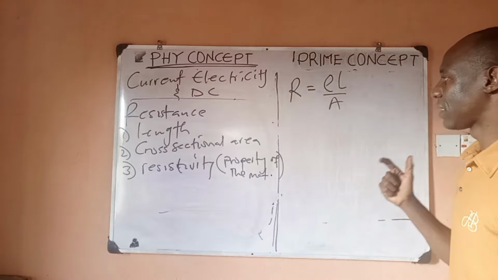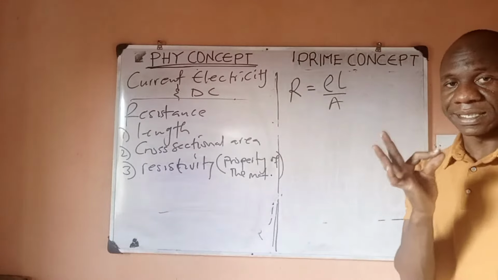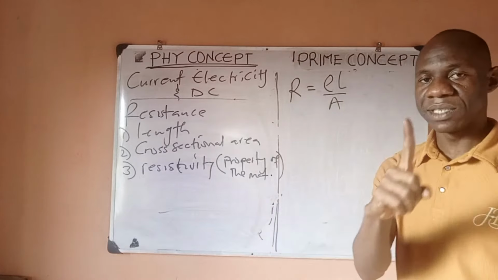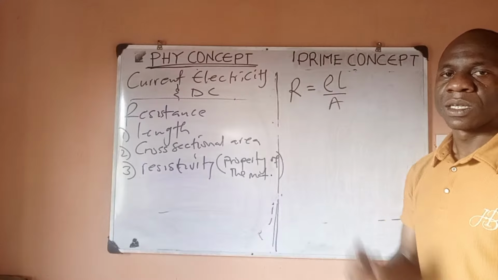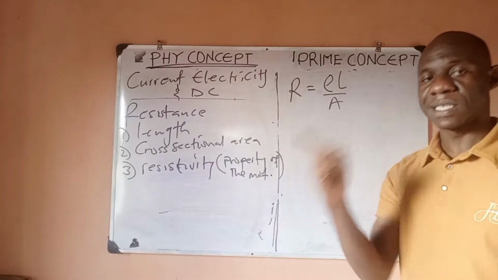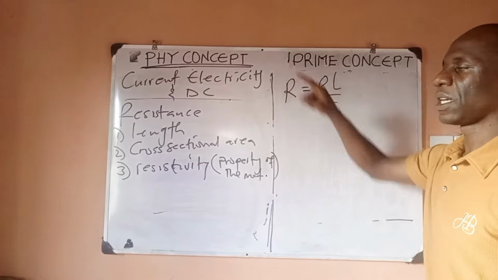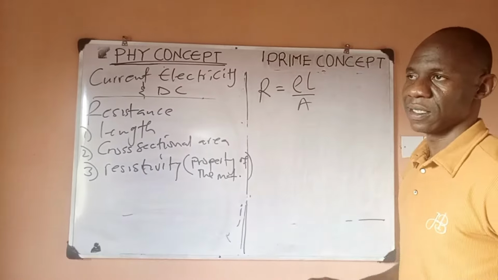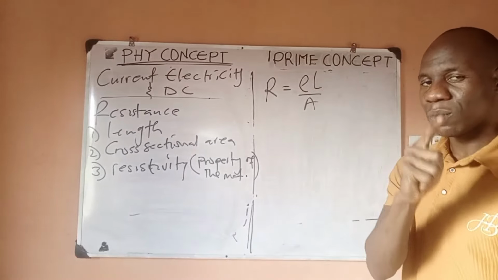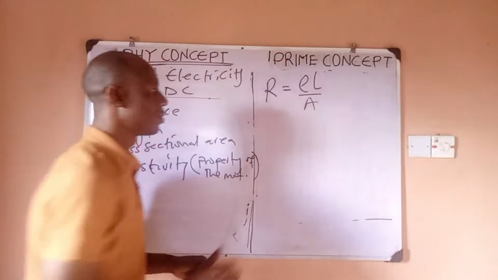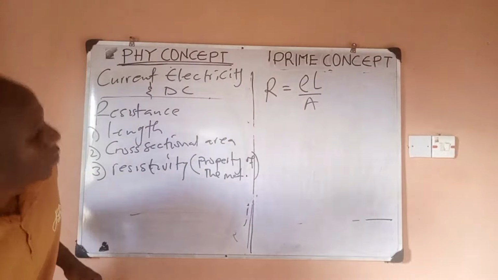So you should know that area means thickness. If the thickness of the wire increases, it means that the area increases. If the thickness of the wire decreases, it means that area does what? Decreases. So that can now affect your resistance. So the thicker the wire, the smaller the resistance. Take note of it. So this is the relationship for resistance.